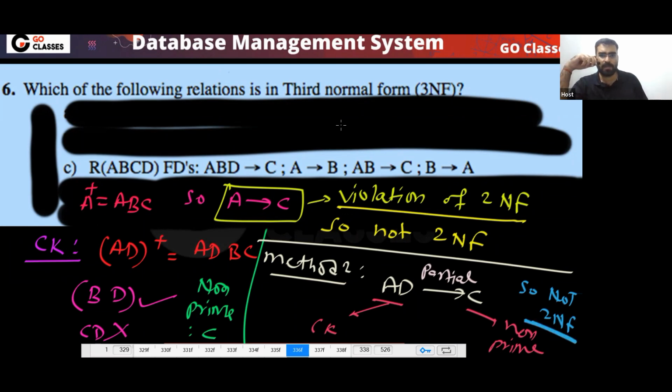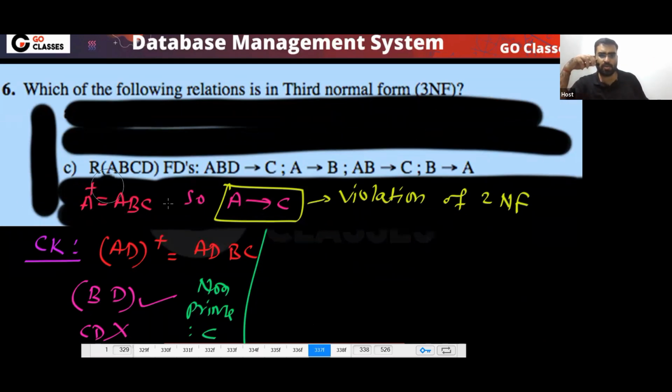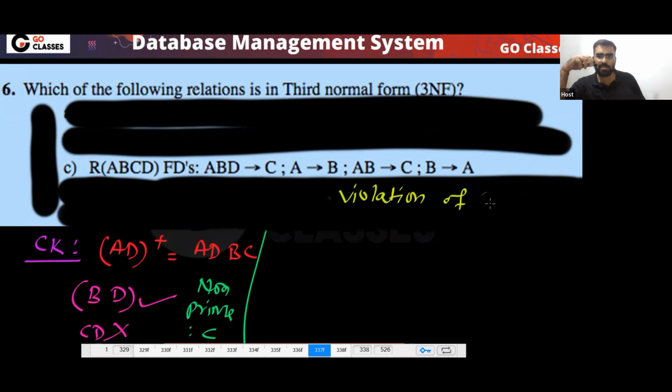This is not in 2NF. If something is not in 2NF, then it implies it is not in 3NF. So this is not in 3NF. But what is method number 2 for checking the violation of 3NF? Tell me, where is the violation of 3NF?